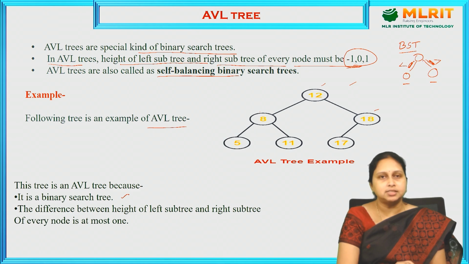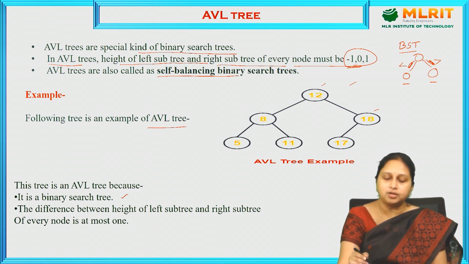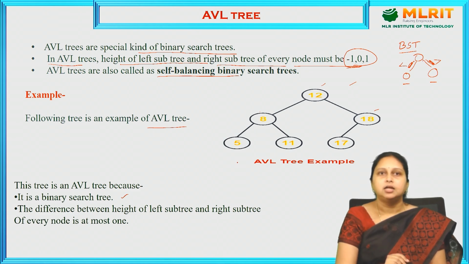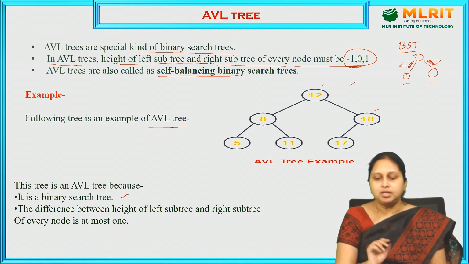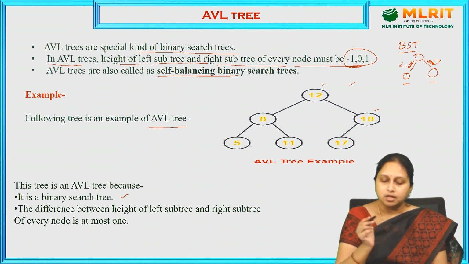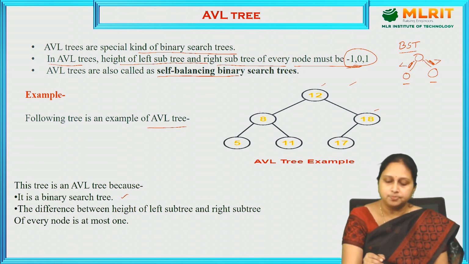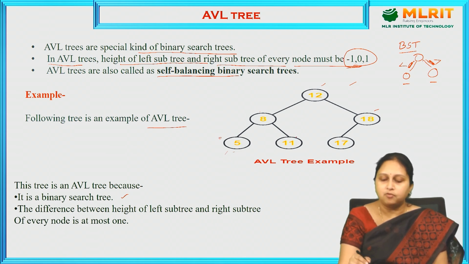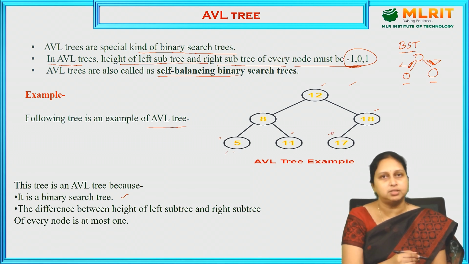The other condition is that the difference between the height of the left subtree and the right subtree must be either -1, 0 or 1. For every node we need to check this. First, check the first one. Suppose this is my leaf node. For this, I don't have any left and right subtrees. That's why the height of this one is 0, and for 11 it is also 0. Why? Because for leaf nodes, the height will be 0.